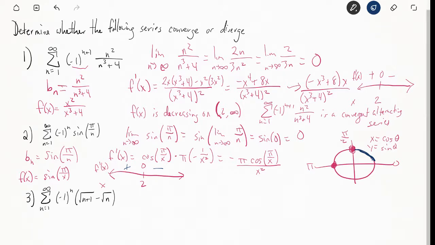Now, keeping that in mind, what happens? So this is decreasing on the interval 2 to infinity. That was just kind of a happy little coincidence there too, by the way. It doesn't always happen where it's 2 to infinity on all these. So you get negative 1 to the n sine of pi over n converges by the alternating series test.